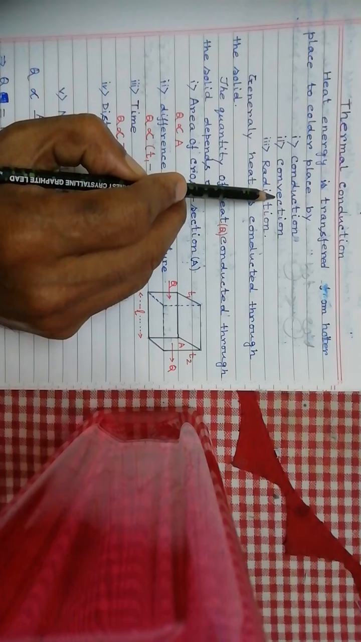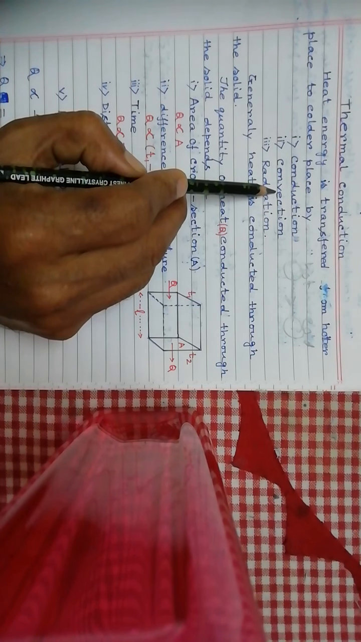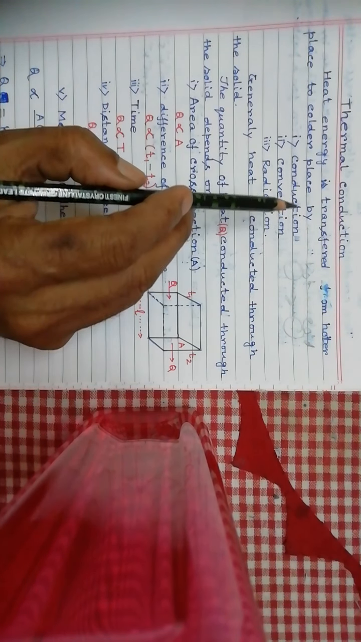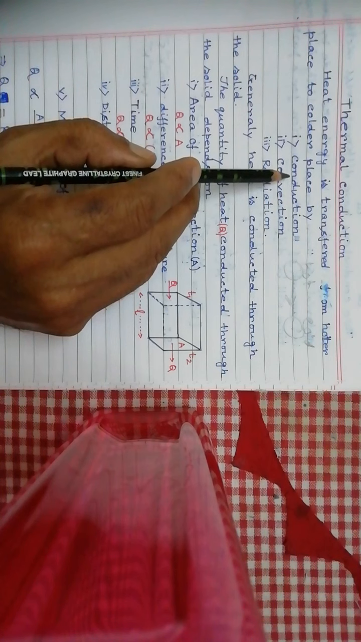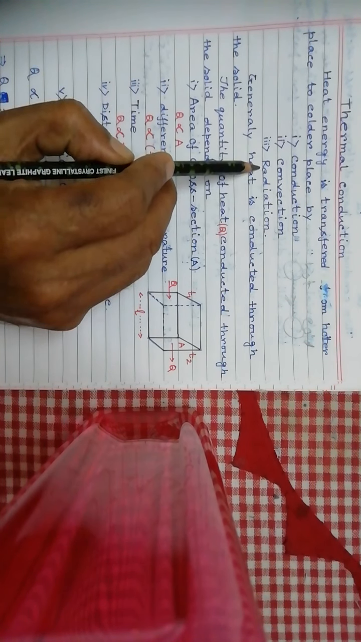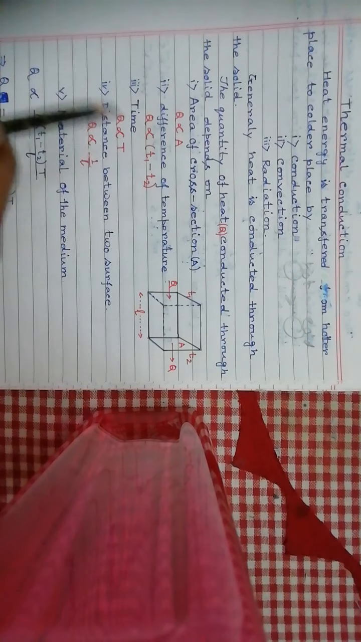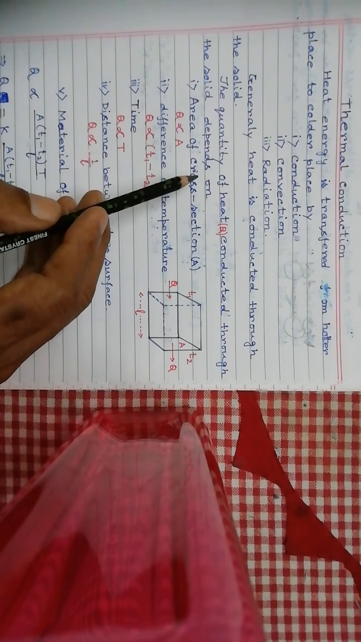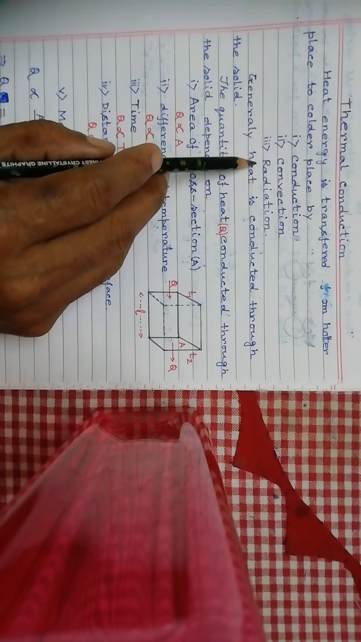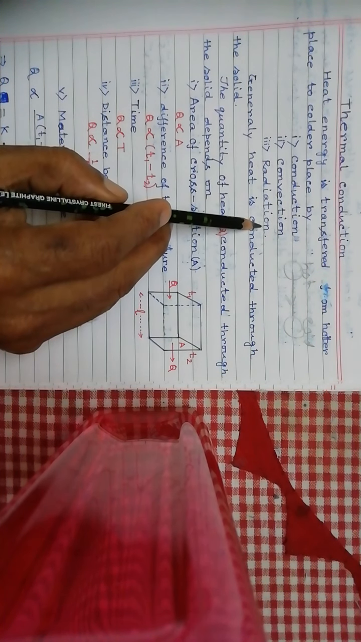Conduction and convection, these two processes take place through a material medium. That means without a material medium, heat cannot be conducted or convected. But by the process of radiation, heat can transfer through a vacuum. We get heat energy from the sun by the process of radiation.